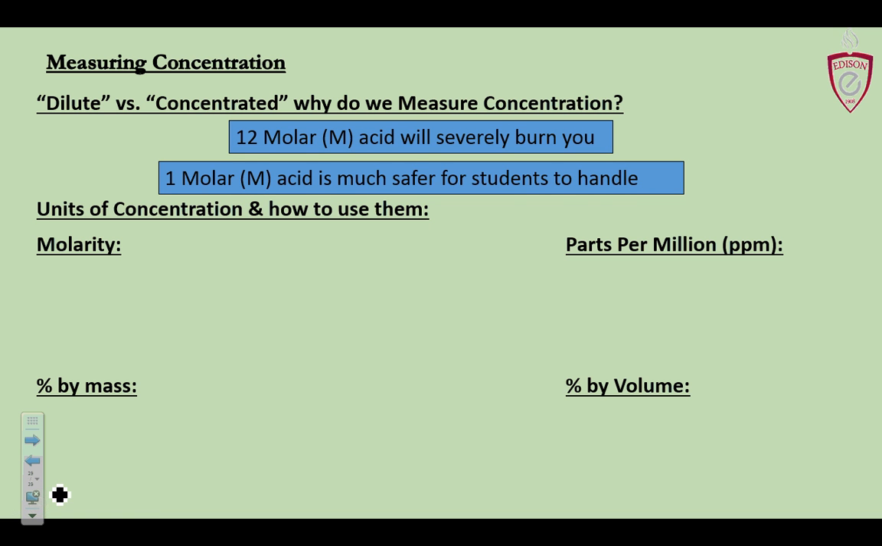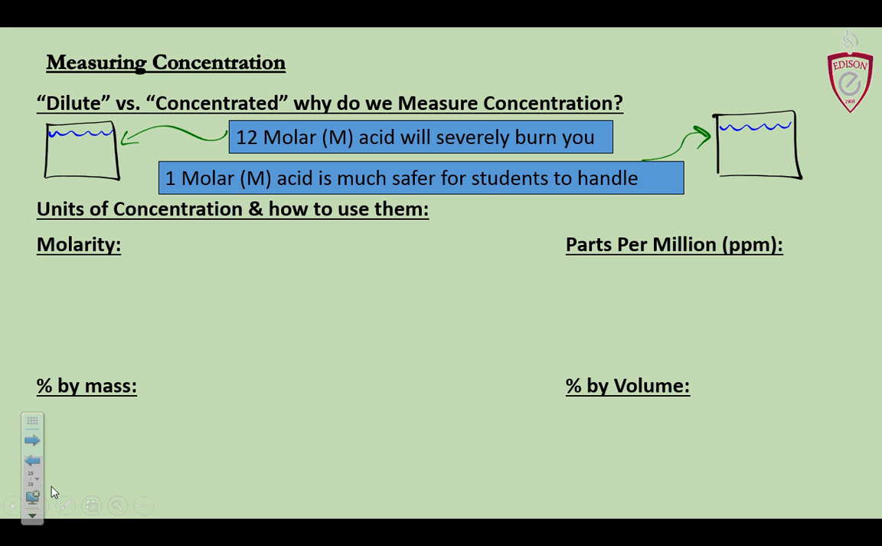So 1 molar acid is something more like what I would make you guys in lab that you can deal with. So he's going to make these 2 boxes, the same size. They're the exact same size. For the 12 molar one, I'm going to draw that there. For the 1 molar, I'm going to draw that there. Let's say both of them have the same amount of liquid in the container.